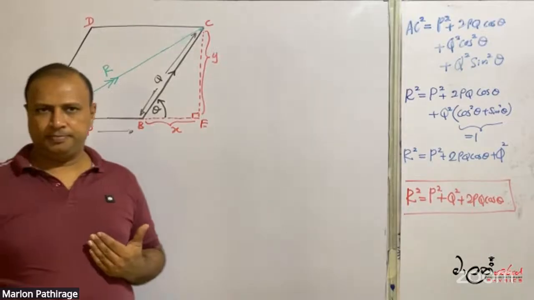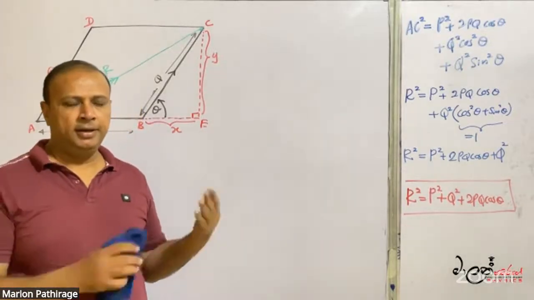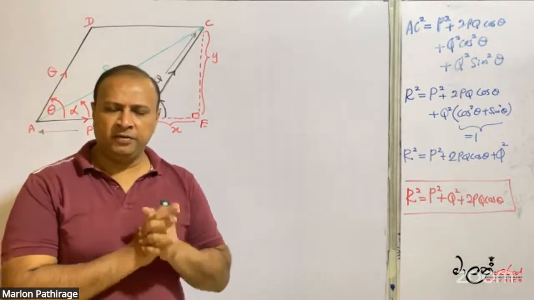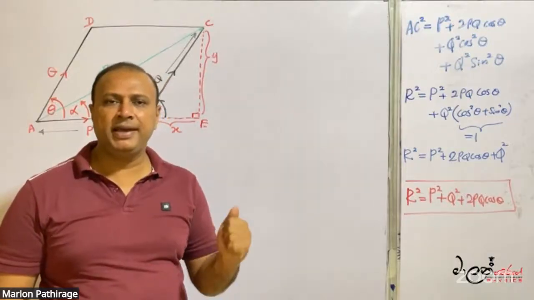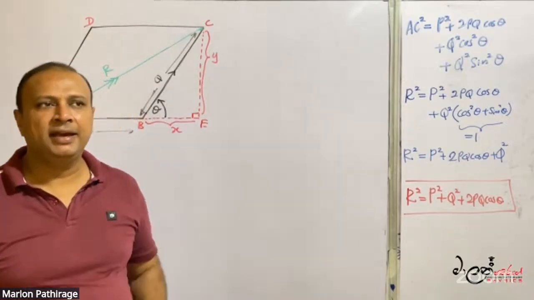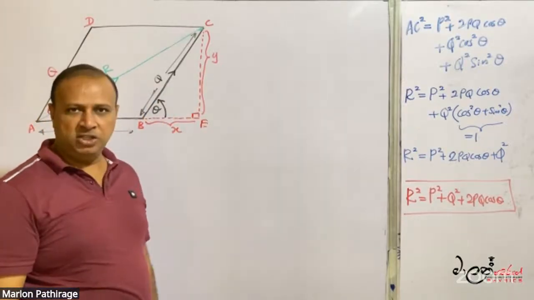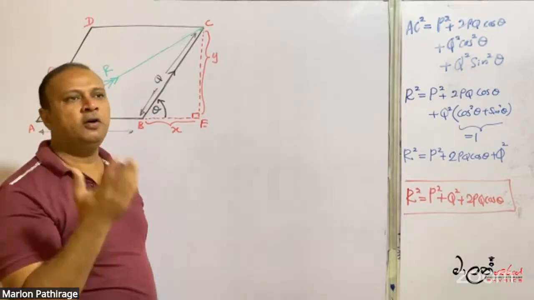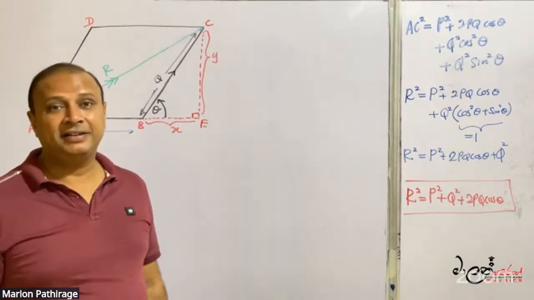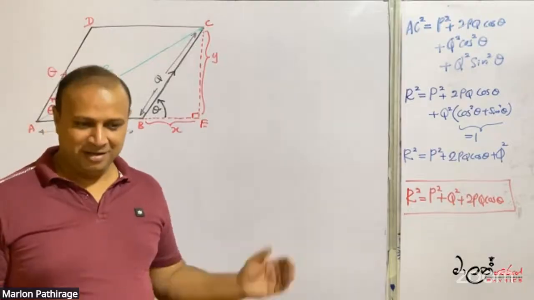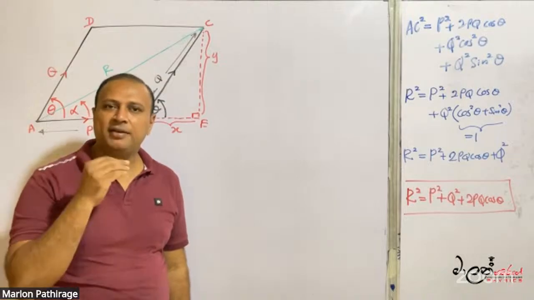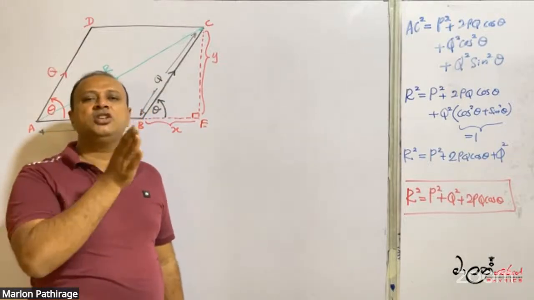Actually, the direction of a vector can be represented by using an angle. Using an angle, we can say this vector is towards the east, this is towards the west or north, or this is 30 degrees in the clockwise direction from the north. Likewise, we can represent the direction using an angle.